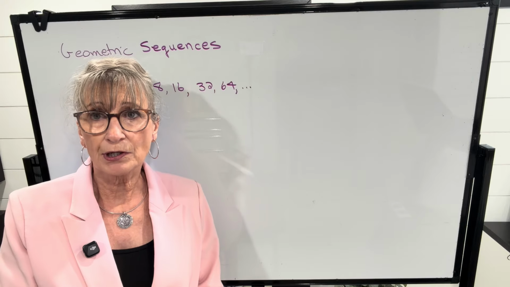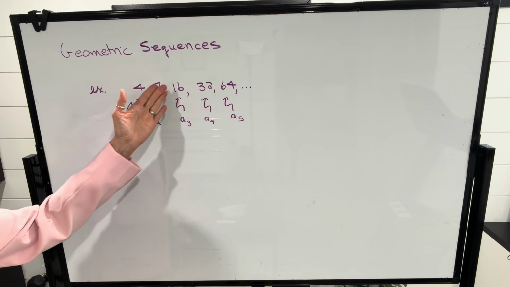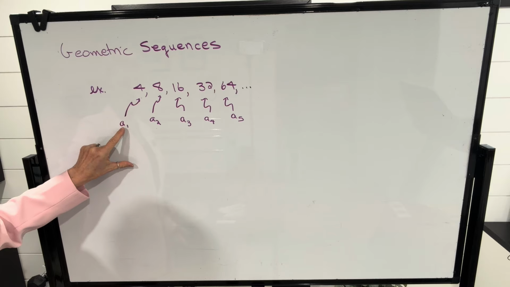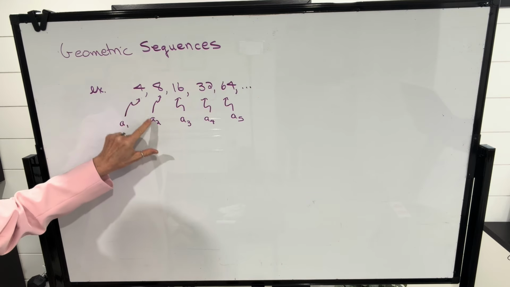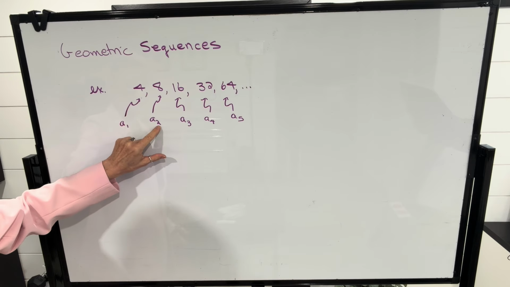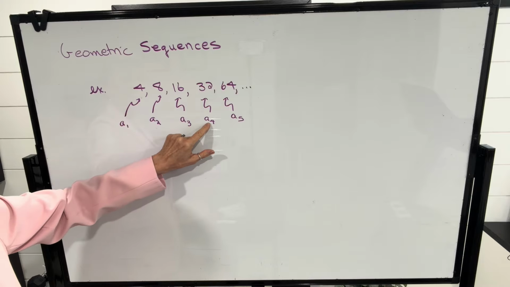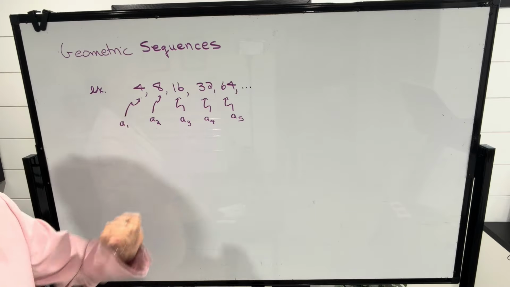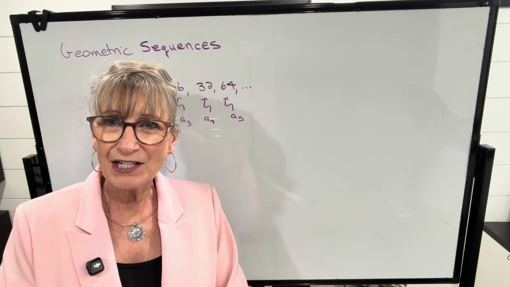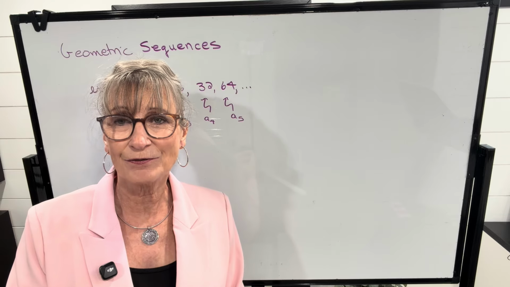Before I do that, I just want to talk a little bit about notation. We're going to label these terms in our sequence with this notation: a sub 1 for the first term, a sub 2 represents the second term, so that just means a subscript 2, a subscript 3 is the third term, a sub 4 is the fourth term, and so on. We can find any term in that sequence, which we're going to call a subscript n for the nth term.